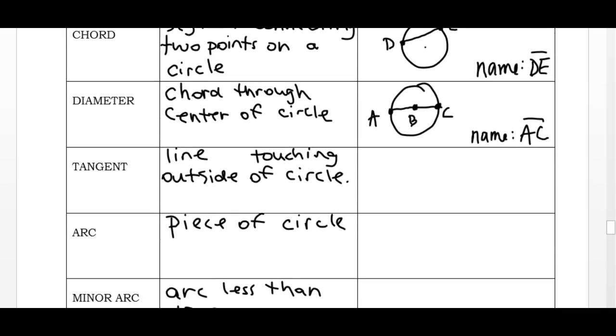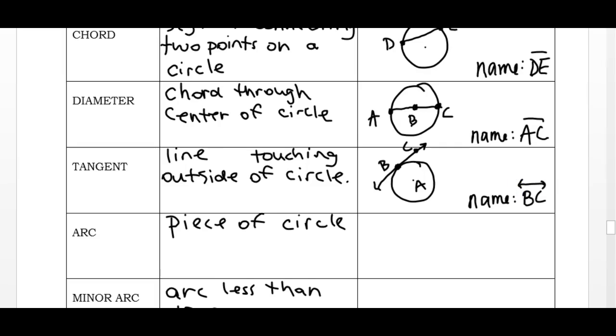A tangent is a line touching just the outside of a circle. So I'm going to draw a line outside my circle, and it should touch at exactly 1 point, never 2. That point is called the tangency point, and then any other point on that line could help me name it. So let's go A, B, C. The name of my circle is circle A. The name of my tangent is tangent BC.